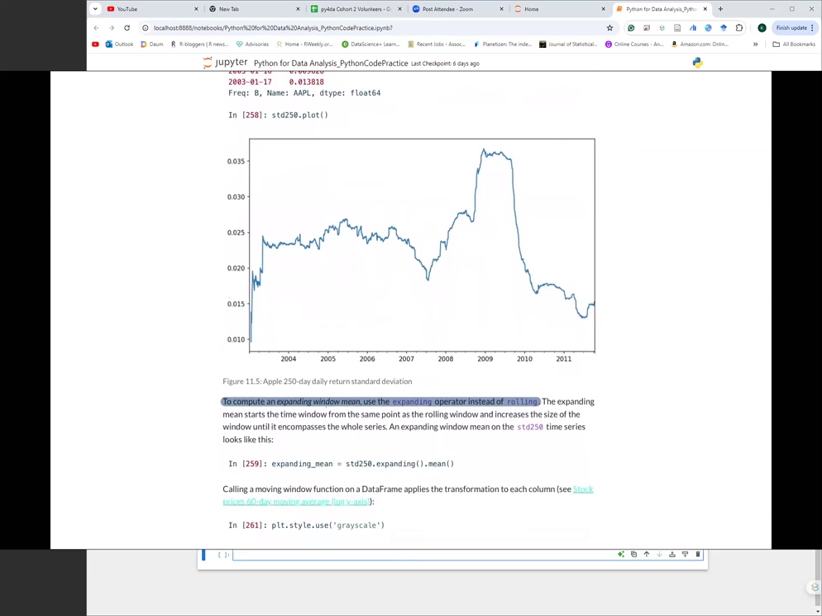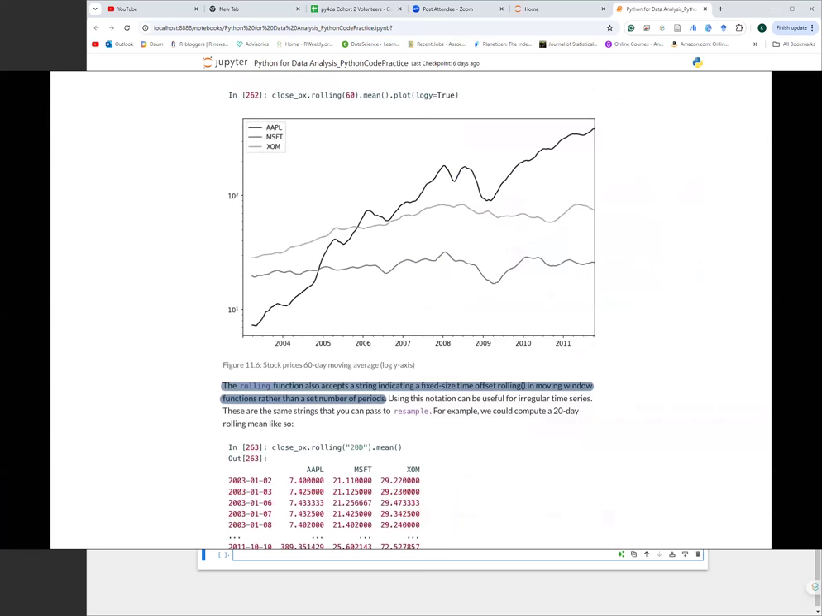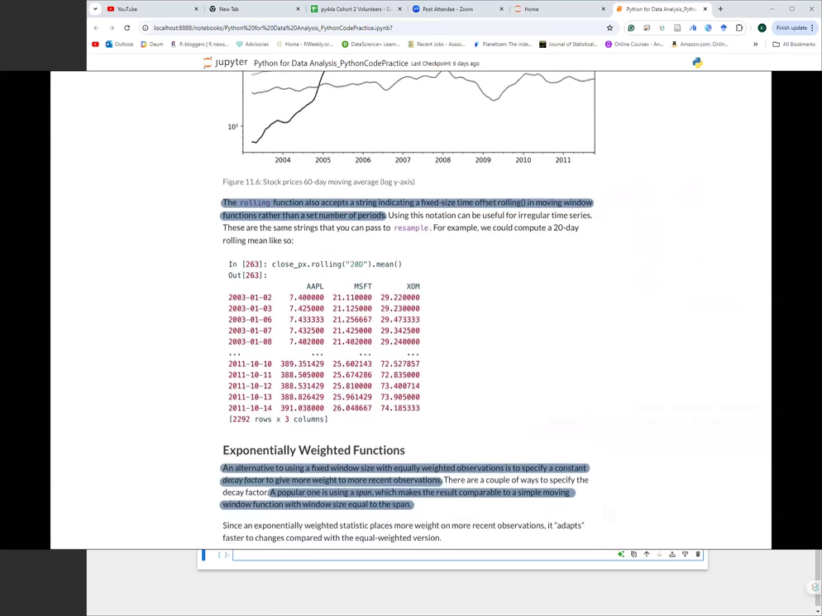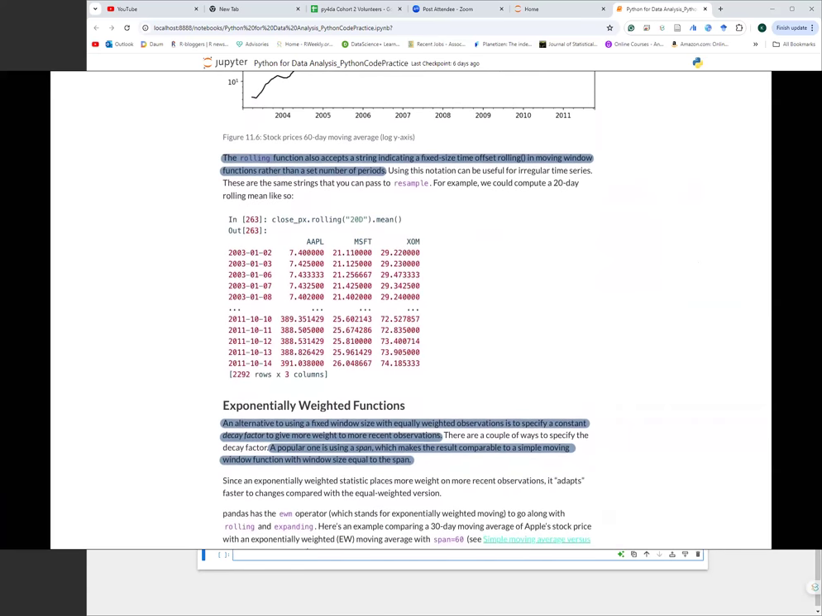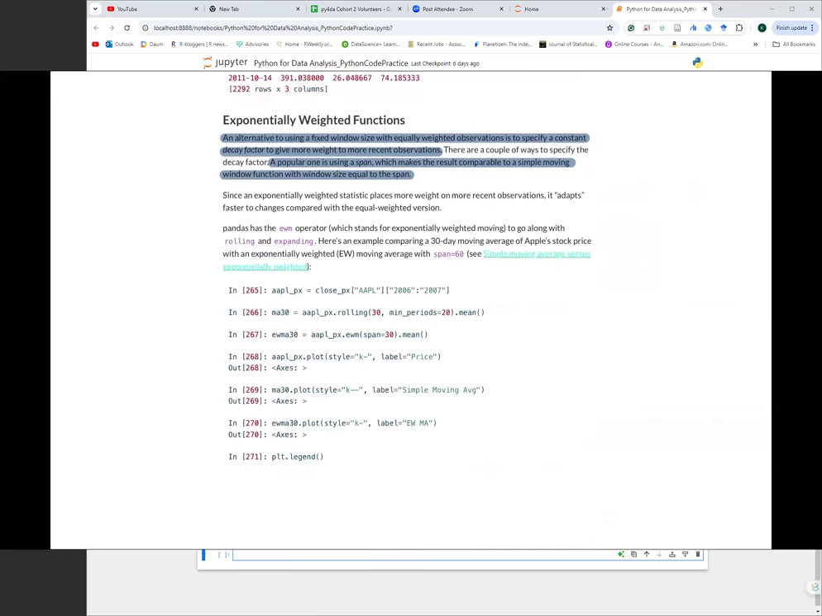Or maybe the expanding moving mean. Like in the case of rolling, we can also try expanding the rolling, like 250 days, to expanding. That calculates in a more flexible approach, rather than fixing the exact number of days as a moving window. And then another function we can think about is the exponentially weighted function, the EWM, exponential weighting. And then we can also set up the span and a minimum time period.